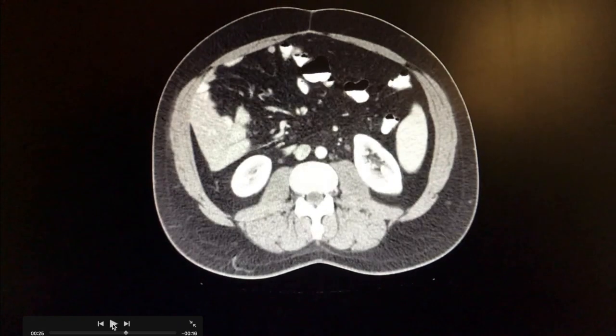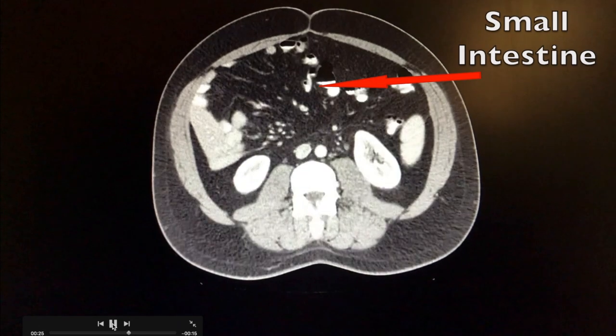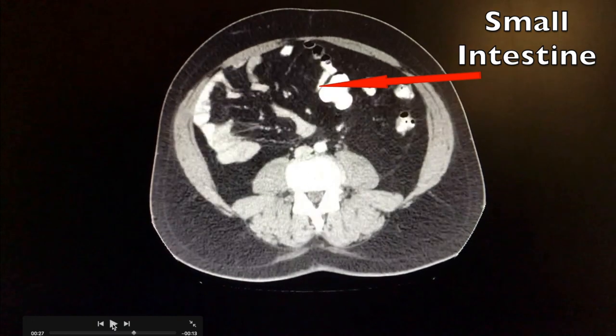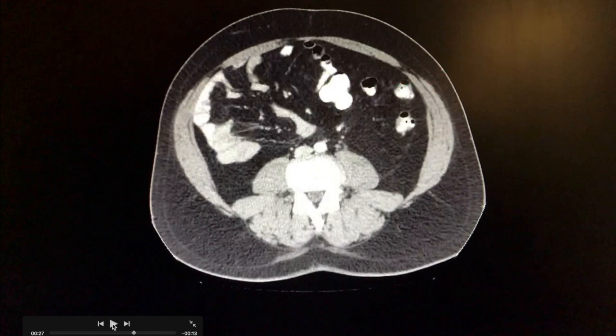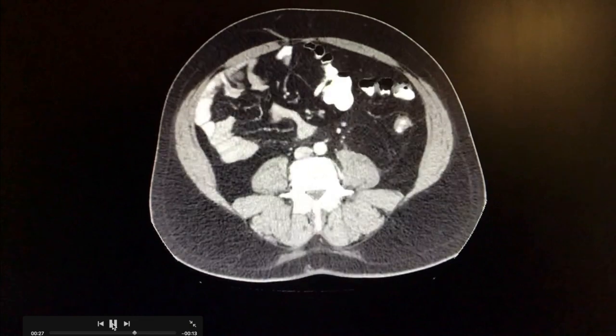We scroll on down and the kidneys start to fade away, and we see the small intestines come into view with some air pockets and pockets of contrast lit up very brightly as it makes its way down from where the patient has consumed it.